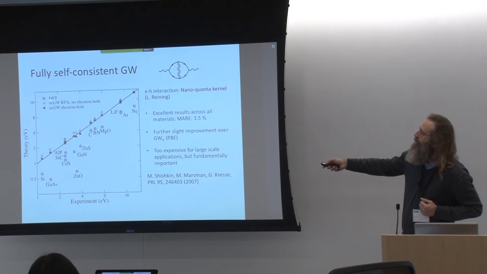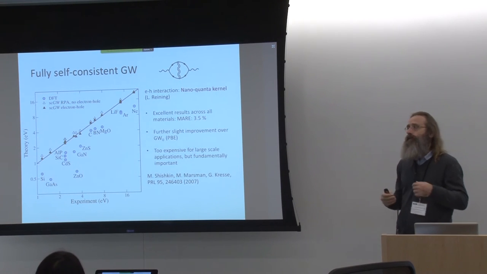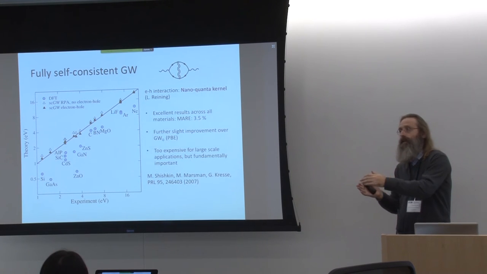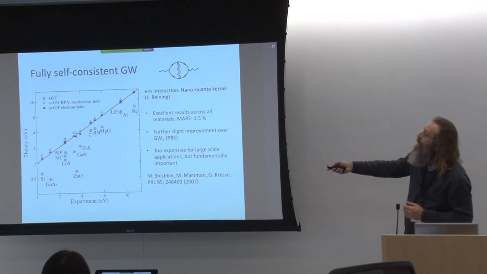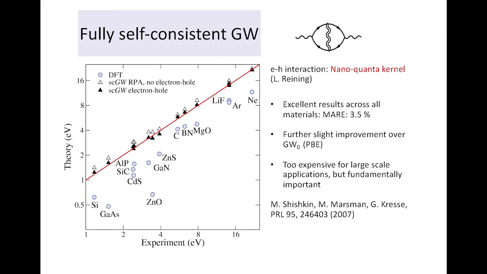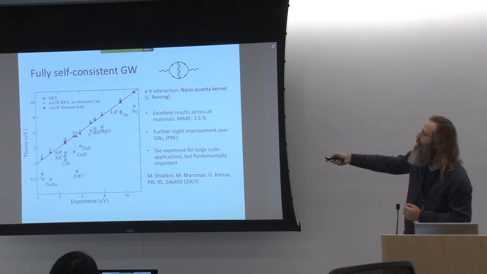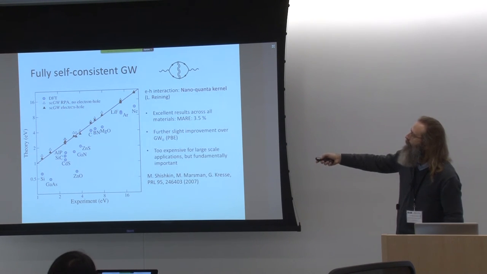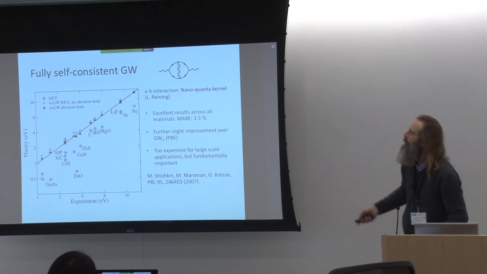So this is the random phase approximation, where when we create electron and hole pairs, when these bubbles arise, these electron hole pairs do not interact as they themselves travel through the system. In that sense, there's no electron hole interaction, as it's labeled here. There are no excitonic effects. We can include them by means of the nano quantum kernel, this work by Lucia Reining. We can include them in the screening, and then we move back from these white triangles back to experiment.